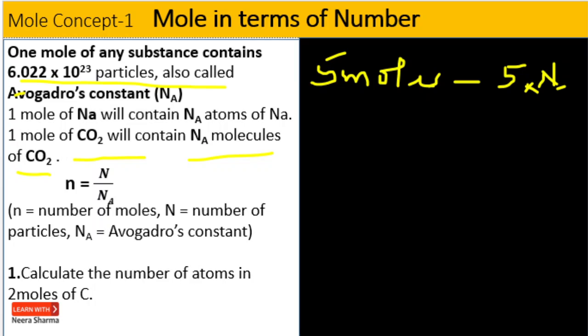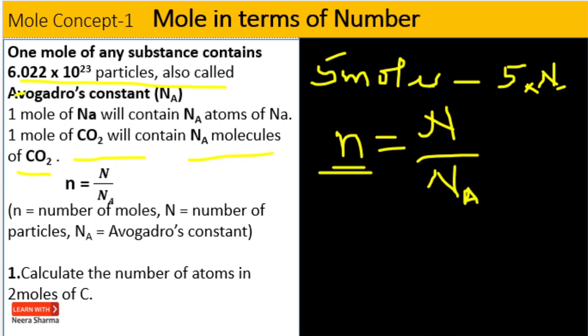So we get the equation: number of moles is equal to number of particles that are present divided by the Avogadro's number, Na. N is the number of moles, capital N is the number of particles that are present, and Na is the Avogadro's number, that is 6.022 into 10 to the power 23.